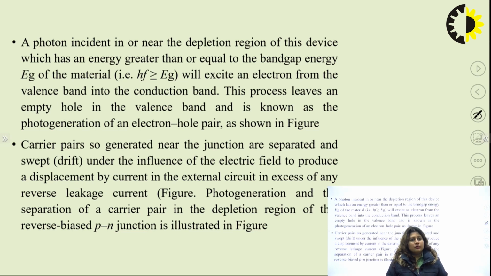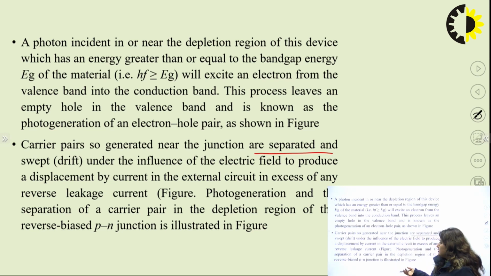In the same way, whenever light falls on the detector, it will provide you electron-hole pairs in the active layer. The carrier pairs so generated near the junction are separated or swept or drifted under the influence of the electric field. Whatever carrier pairs are generated in the active region will be influenced by the electric field, separated, and drift across the junction. The drifting is very slow, and that is why the leakage current is also very low in the case of reverse bias detectors.